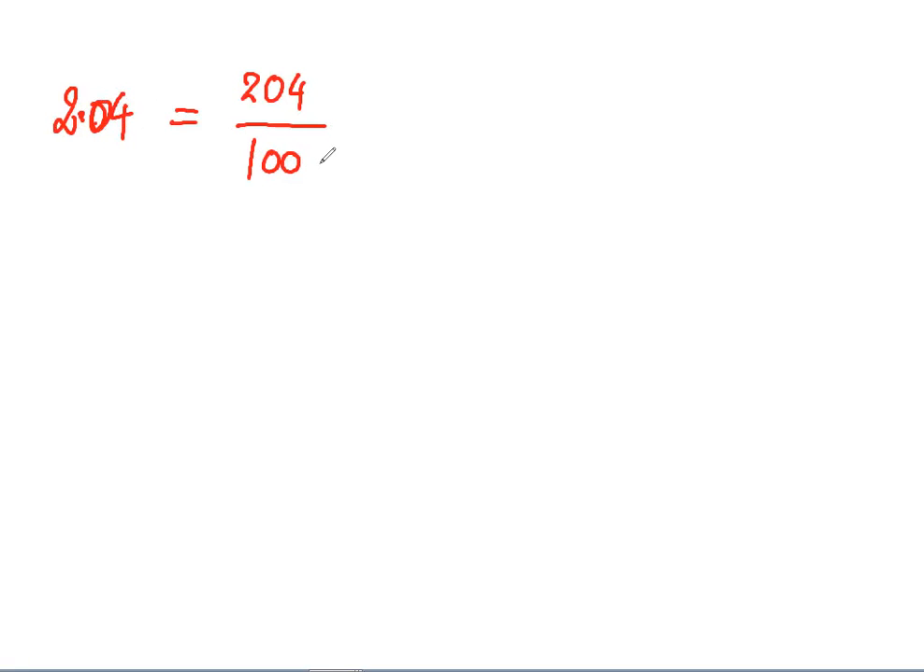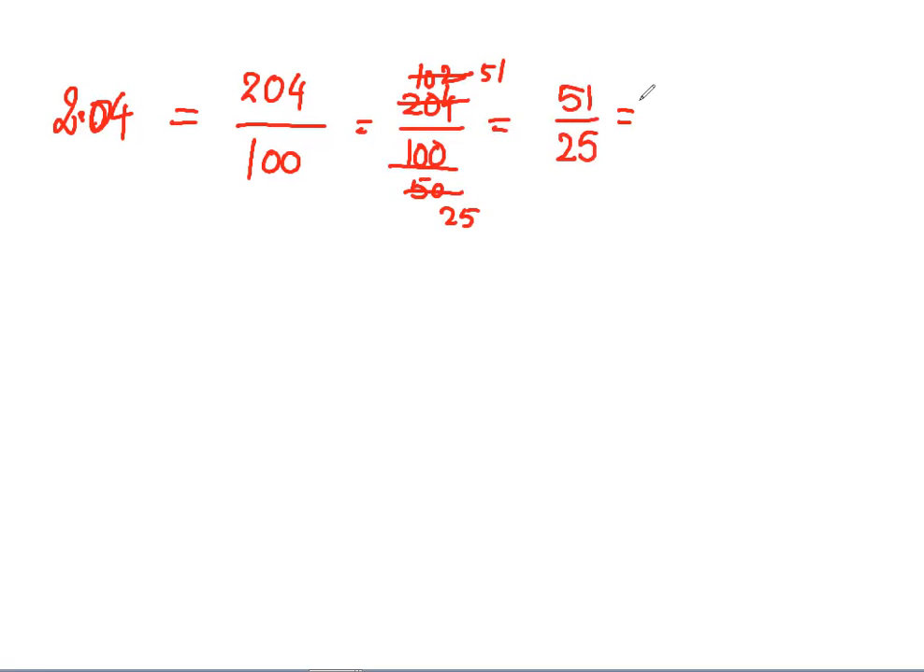So write 2 zeros. Now you can reduce it into lowest terms by using the 2 table. 204 by 100, 2 1s are 2, so 102 by 50. Now again by 2, 51 by 25. Now write the prime factorization of 51 by 25. 51 can be written as 3 into 17, and 25 is 5 into 5. So 3 into 17 by 5 square.